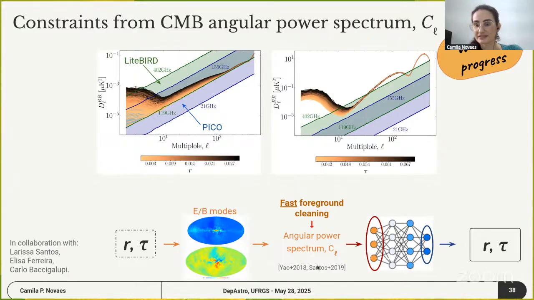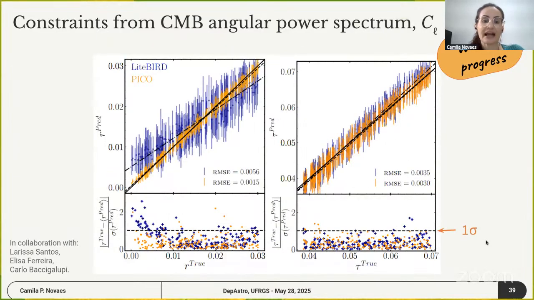spectrum, this 2-point information, in a neural network so that we can relate it to the cosmological parameters that we are interested in. And here are the preliminary results by doing that, where we compare the true values of the cosmological parameters and the predicted values. And we can see here how well these two instruments will constrain the two cosmological parameters through this kind of pipeline.